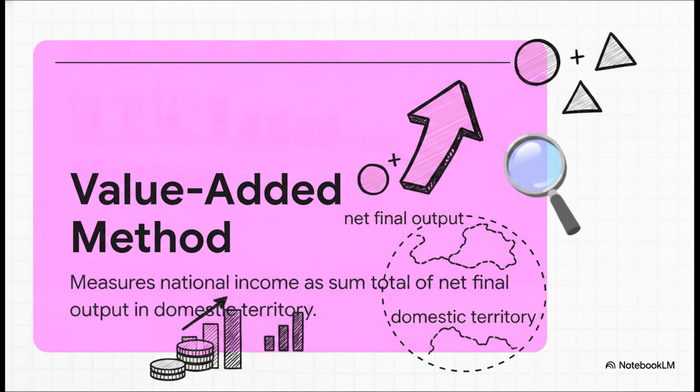Now, what's incredibly important about this definition is the specific terminology. You absolutely must include the phrases net final output and domestic territory in your exam answers if you want full marks. We're looking at the final value generated by everyone producing inside the country's borders over a 12-month period. Lock that into your memory right now.